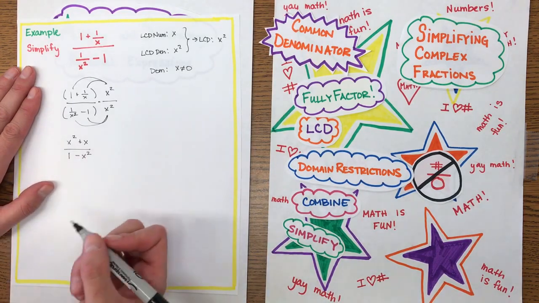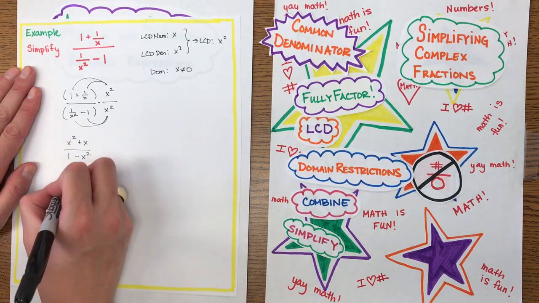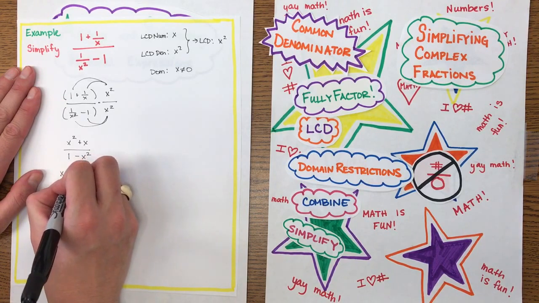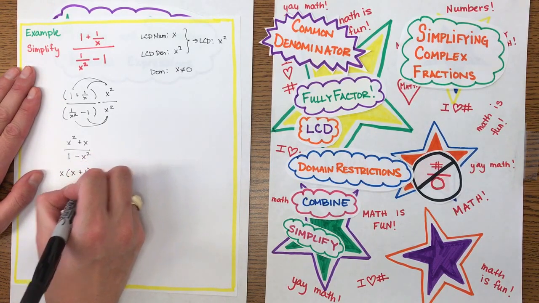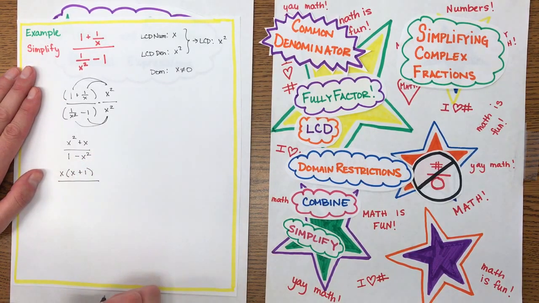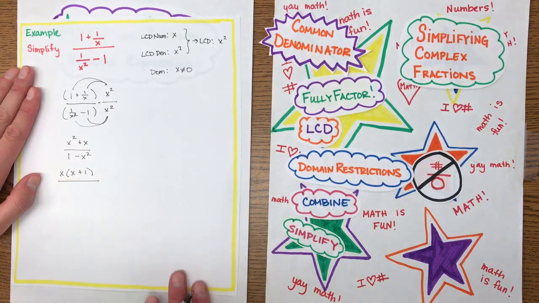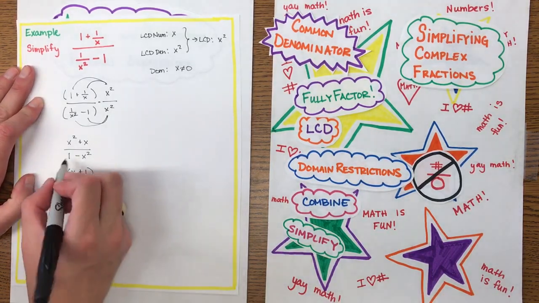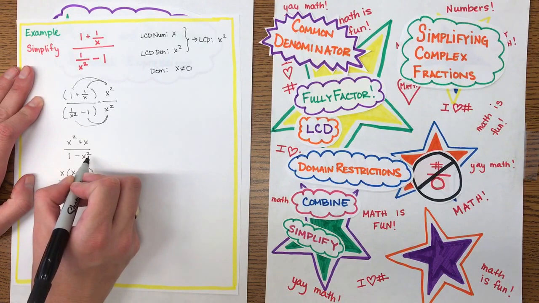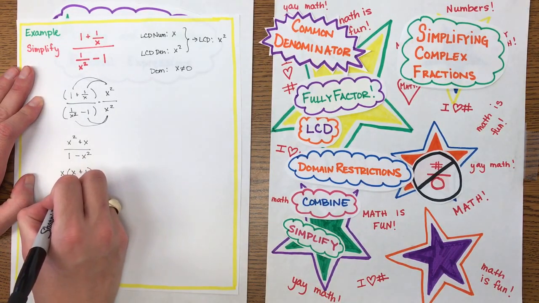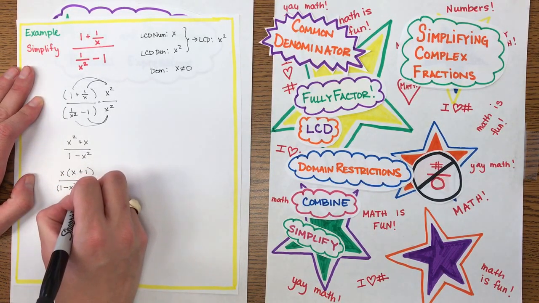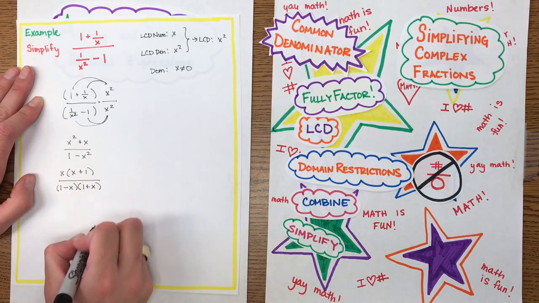So let's fully factor. When I fully factor the numerator, I can pull out a common x, giving me x times x plus 1. For 1 minus x squared, this is going to be the difference of squares. 1 is a perfect square, x squared is a perfect square. So this becomes 1 minus x times 1 plus x.